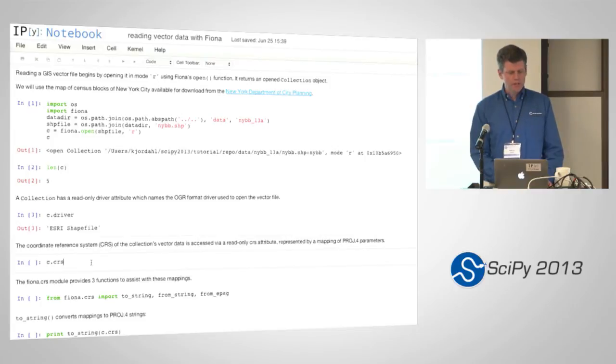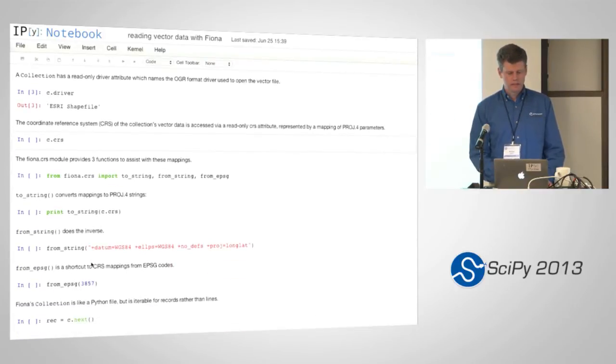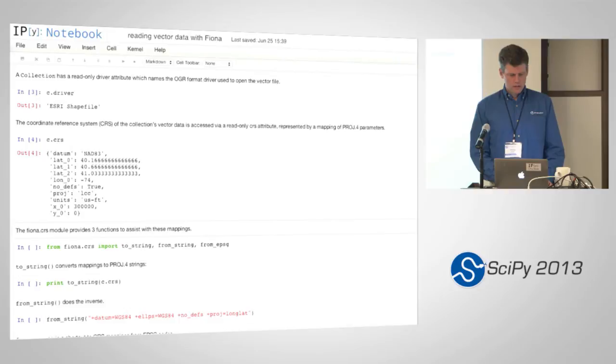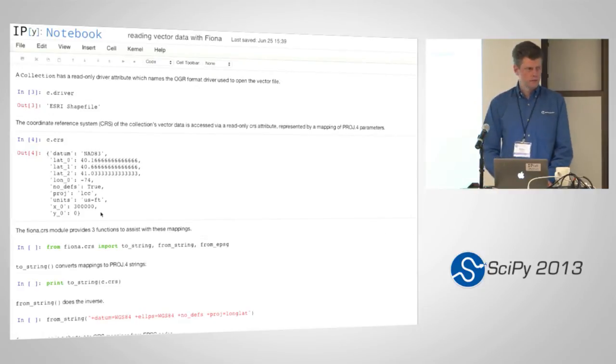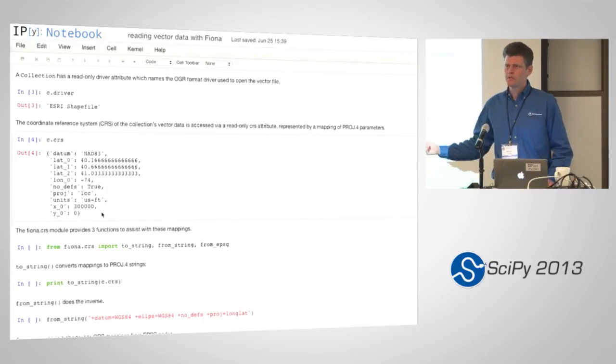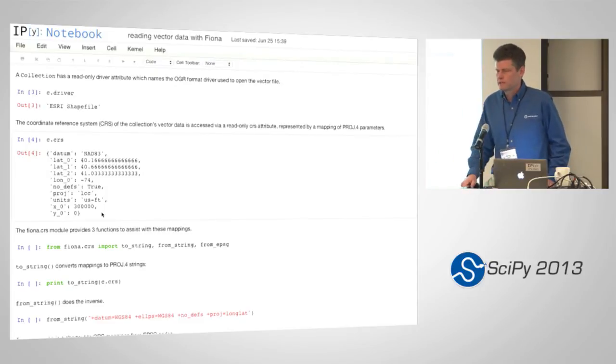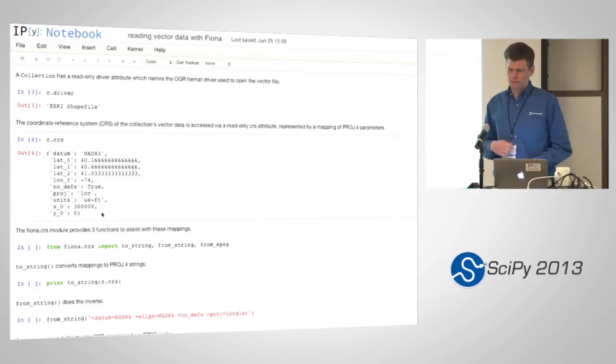Driver tells us what OGR driver is being used underneath. That's the Esri shapefile driver. The coordinate reference system is a dictionary version of the PROJ.4 parameters for this projection. So you can use this dictionary to reproduce an exact projection to convert it. PROJ.4 is the projection library that PyProj uses and other tools. Actually, it's underlying Basemap as well. It's the most used open source projection tool. Most of these tools are using that underneath.